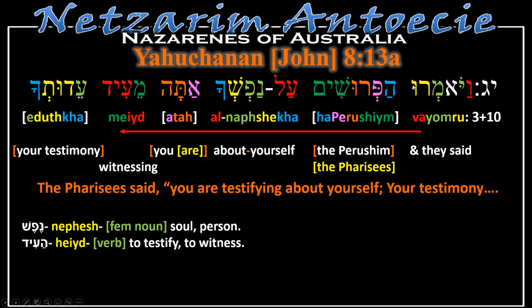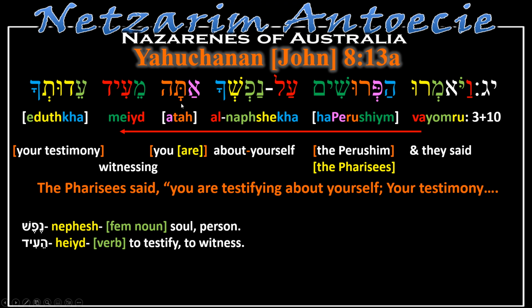Va-yomru. And they said, again, the pronoun on the end, they, third person. And they said, ha-perushim, the Perushim, the Pharisees. Al, meaning regarding, about. Nafshecha, about yourself. Why is the second shva a verbal one, whereas the first one is just nafsh and echa? Because whenever there's two in a row, the second one is also verbal. About yourself. And again, the kaf at the end is your. And nefesh, of course, means soul or person.